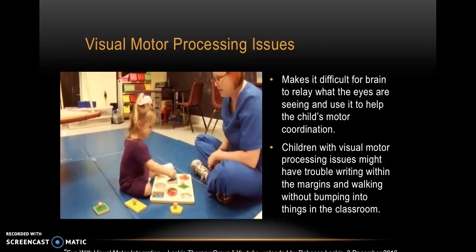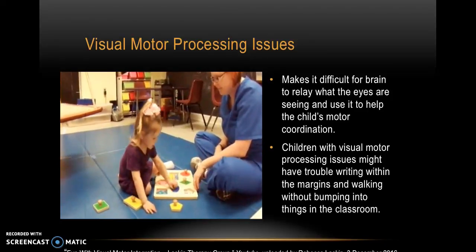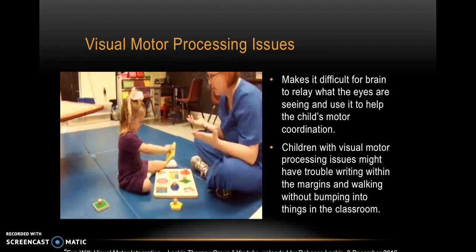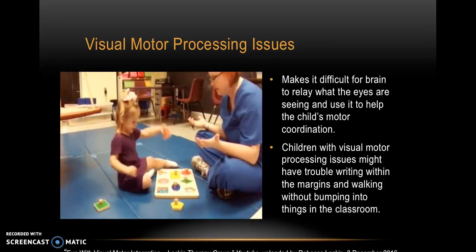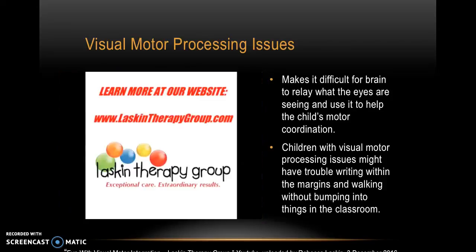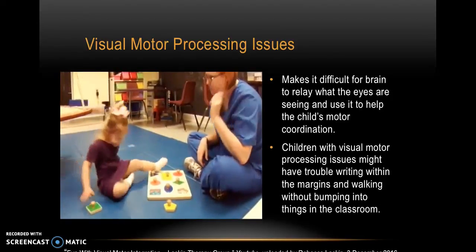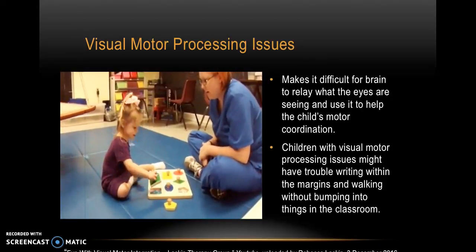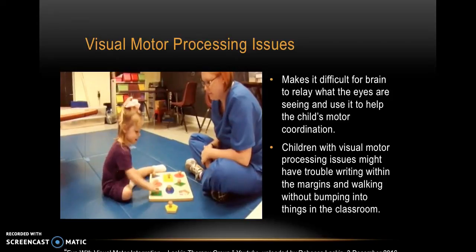As you can see on the video on this slide, this is one of the activities that might be useful when helping distinguish between whether a child has a visual motor processing issue or not. As you can see, the little girl is trying to put the blocks in the right shape. However, she seems to be having a problem, and this might be attributed to visual motor processing delay. She knows what the shape is, however, she can't seem to find the proper place that it belongs in.